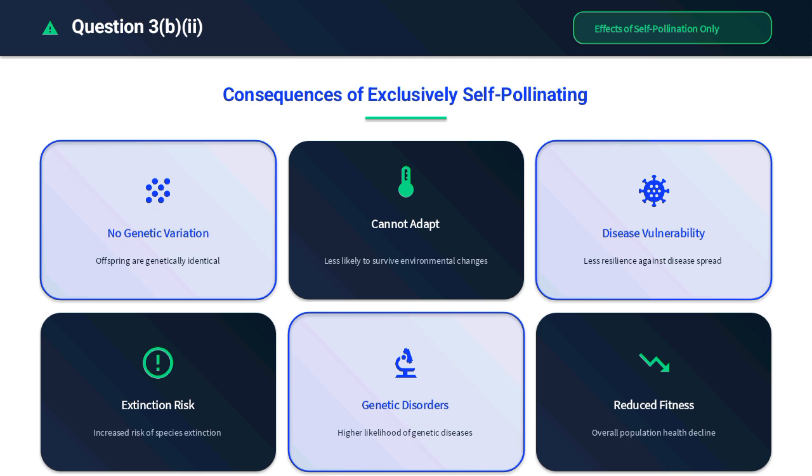Third, there's less resilience against disease. If one plant gets sick, all can easily get sick, and diseases spread quickly through genetically identical populations. Fourth, this increases the risk of extinction. Fifth, harmful recessive genetic diseases are more likely to appear and spread. Overall, the population's long-term survival is compromised without genetic variation.